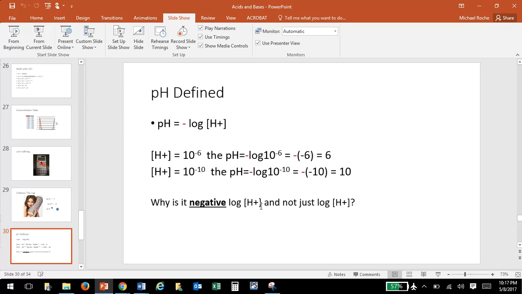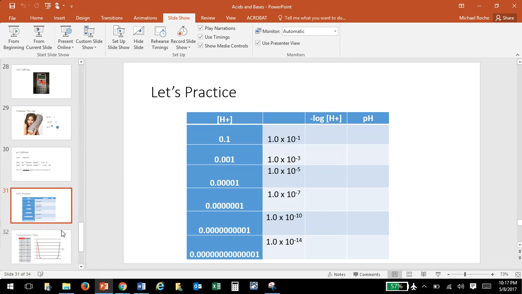So why do we use that negative? Why is it the negative log of the concentration of H+, not just the log of H+? Well, that keeps all this positive. Otherwise, it would all be negative, since we're talking about 10 to the minus 14 as the constant. So let's practice a little bit here.